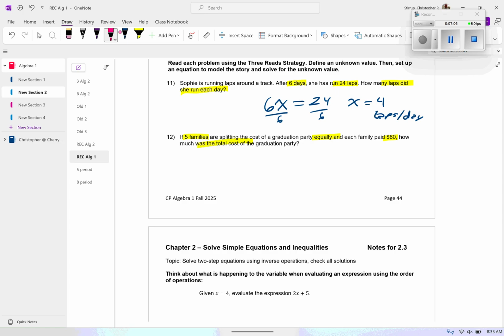Okay. So you have to be like, okay, well, I have 5 families. We have some cost here, so they're splitting it equally to all pay $60. So it's a division problem. So you had a total amount divided by 5. So if I multiply by each side times 5, those cancel. The party was $300 total cost.